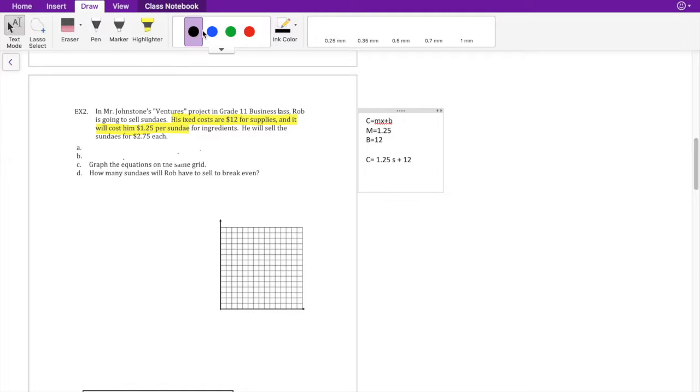Right. So highlight the second one here. Let's use pink because I like that color. He will sell his Sundays for $2.75 each. So profit, let's go profit here, will equal what? So mx plus b. What's his rate of change? And what is his initial cost or base fee?